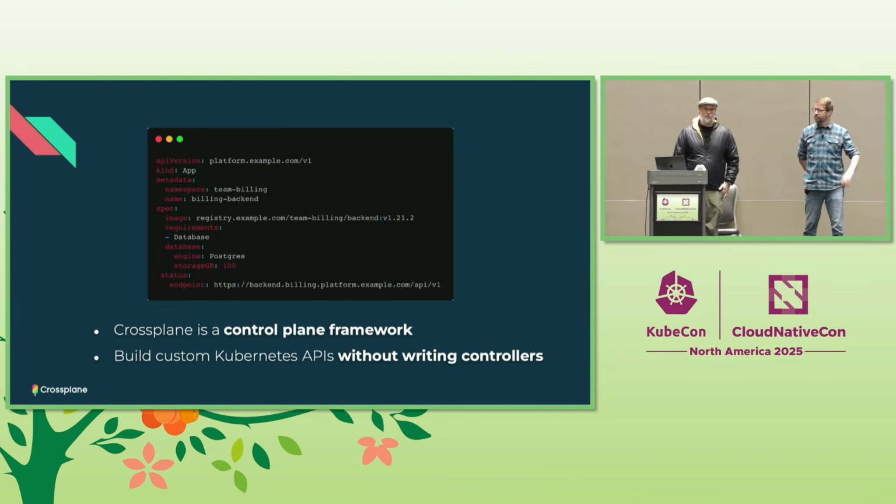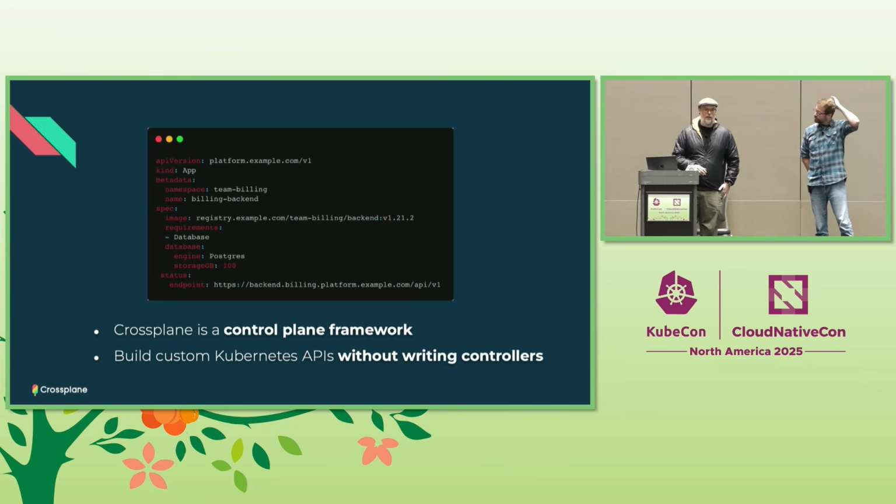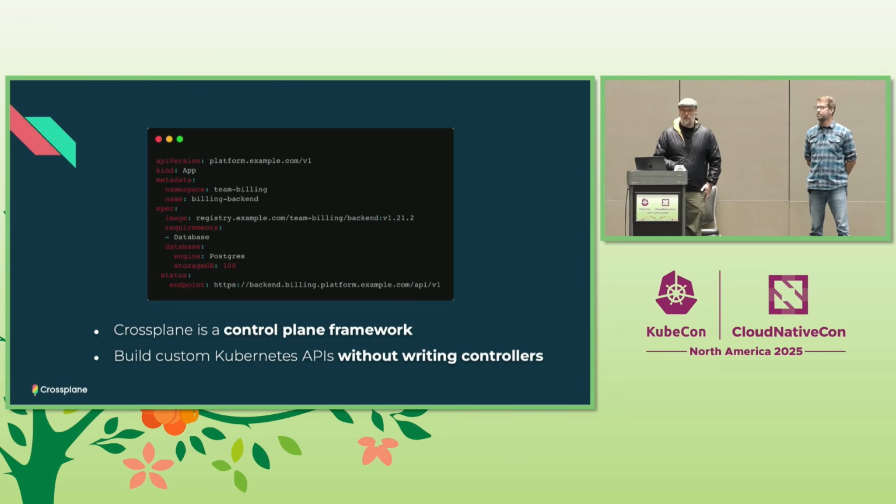All right, so what is Crossplane? I like to think of Crossplane as a framework for building control planes, a way to build custom Kubernetes APIs without having to write controllers. So here we've got an example of an app custom resource in Kubernetes. This is not an API that Crossplane has built into it. This is an API that you can create yourself using Crossplane.